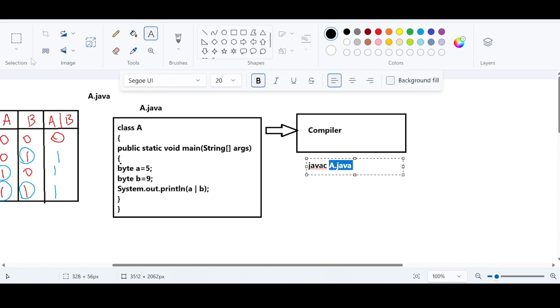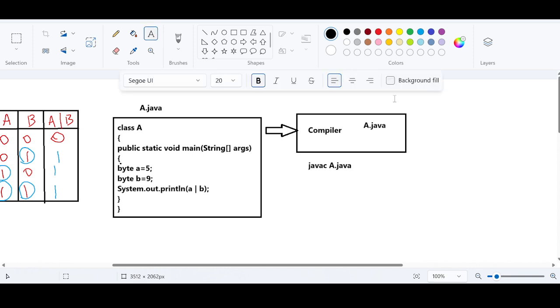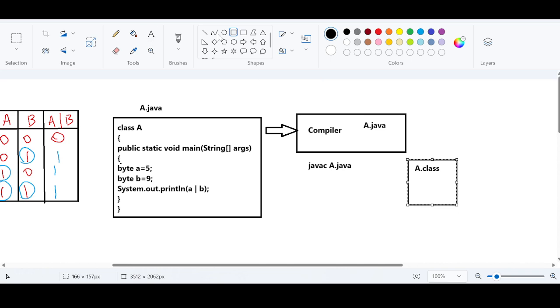The moment you do this, the source file will be compiled by the compiler, and its job is to perform two checks: syntactical errors and semantic errors. After doing all the checks, if the code is error free, it will generate a .class file. The .class file will be generated and placed inside the bucket. Once after the compilation, you should also perform the execution, for which you need to involve the JVM.